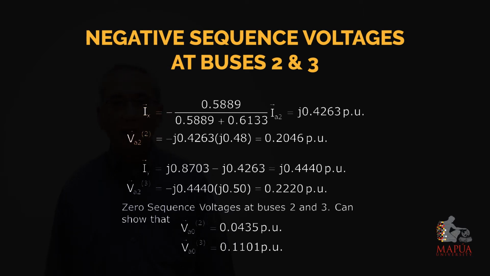And solving for Iy, that is equal to j0.8703 minus j0.4263, equal to j0.4440 per unit. Thus, VA2 at bus 3 is now equal to negative j0.4440 multiplied by j0.50, equal to 0.2220 per unit. Zero sequence voltages at buses 2 and 3 can now be shown as VA0 at bus 2 equal to 0.435 per unit and VA0 at bus 3 equal to 0.1101 per unit.